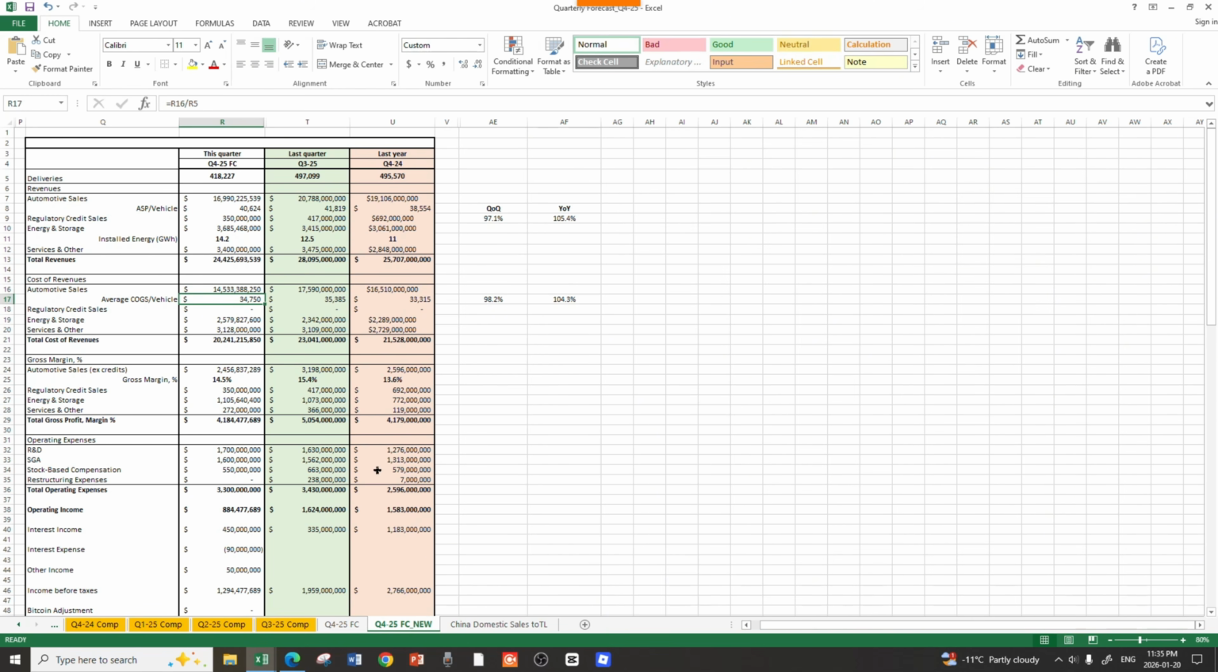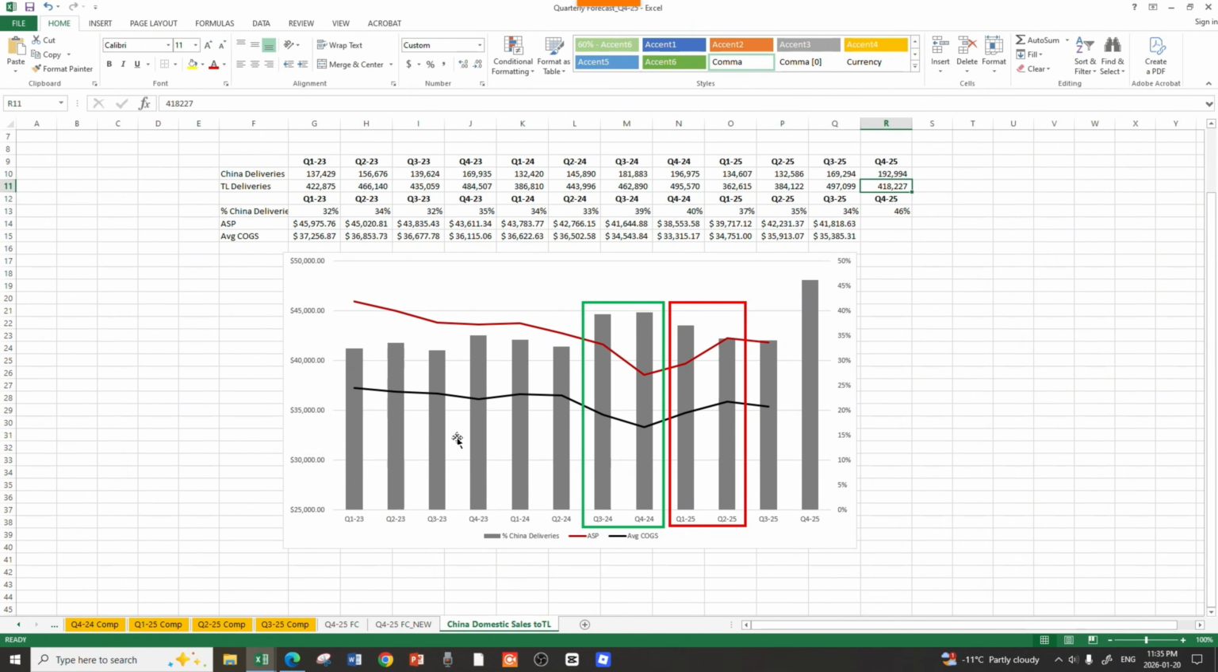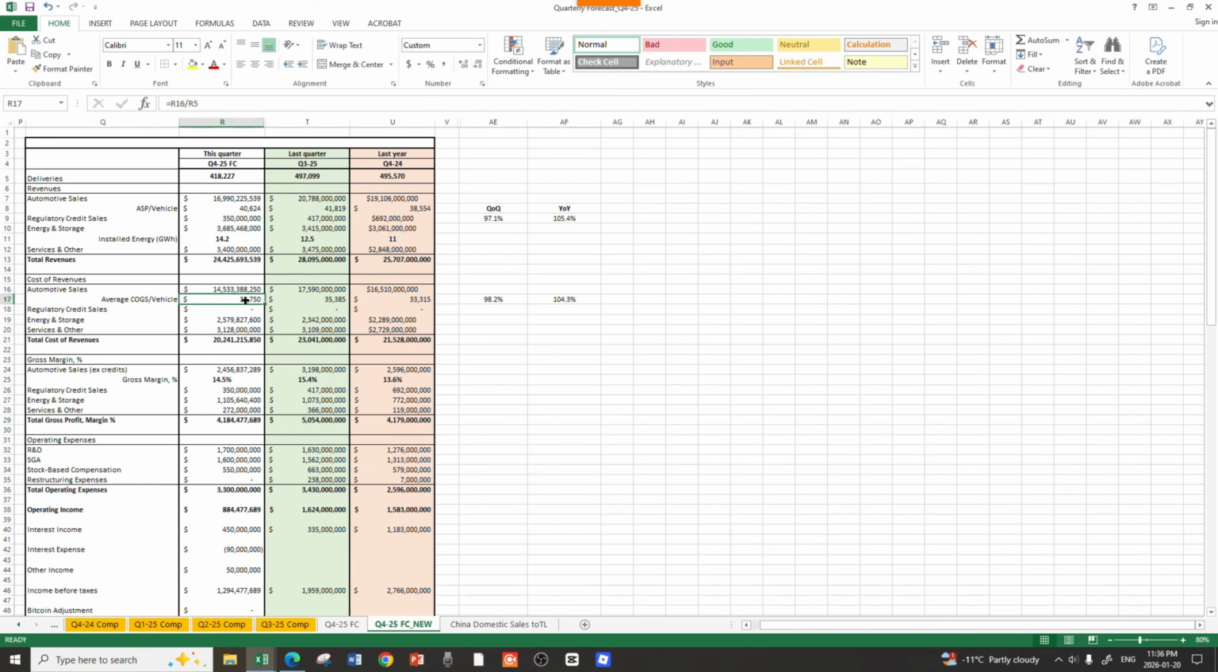And we talked about part of it. That's the Chinese effect here. We would expect costs to fall quarter over quarter because we're seeing a huge percentage of vehicle deliveries that are sold in China, made in China. We would expect that number to come down. That's probably the biggest driver here.